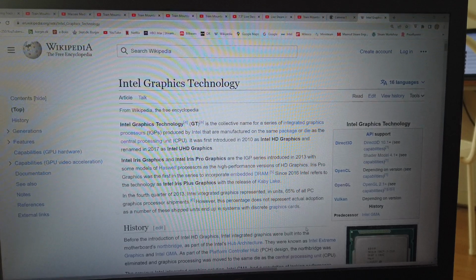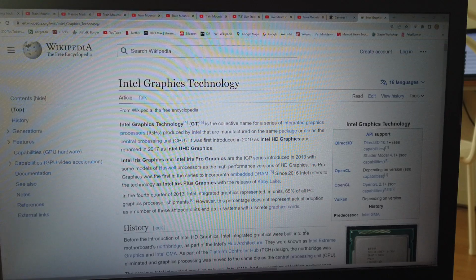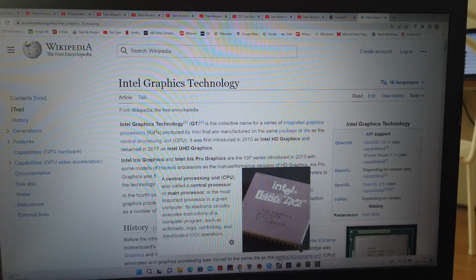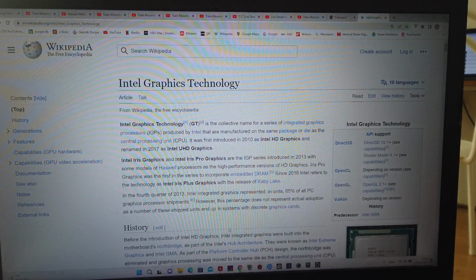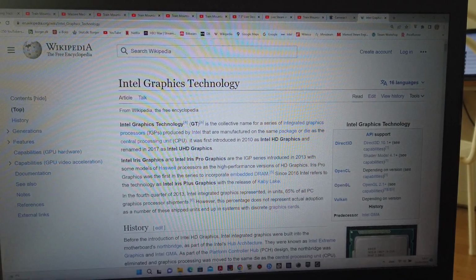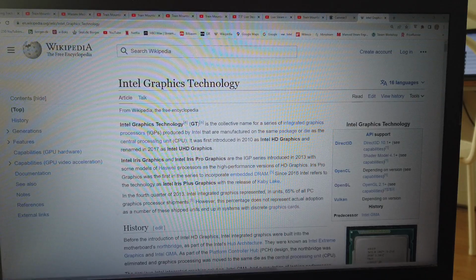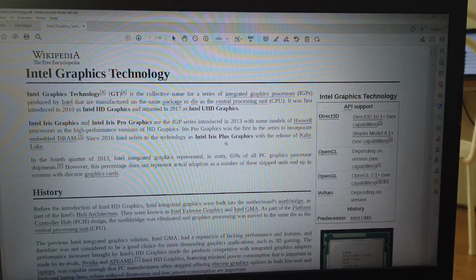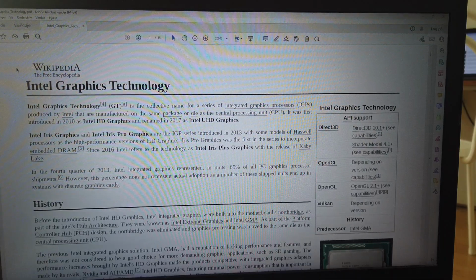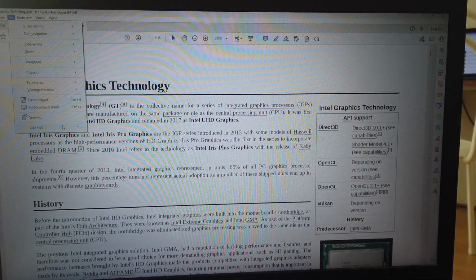Yes, but I forgot to open it here. Let's read about it.